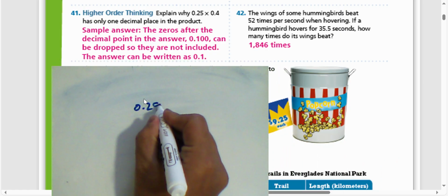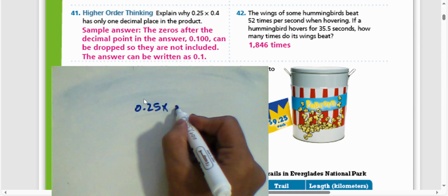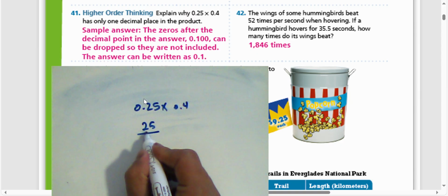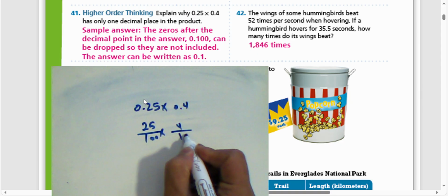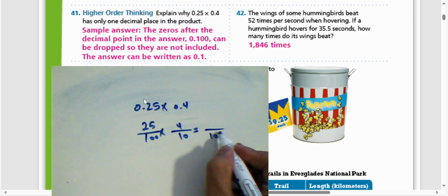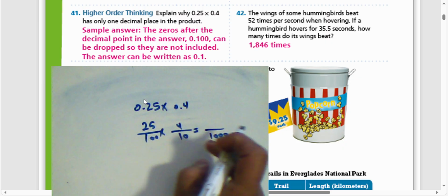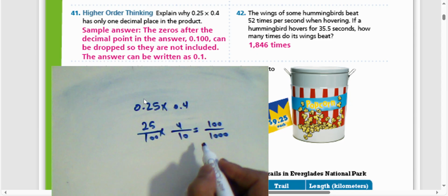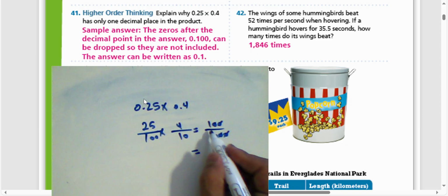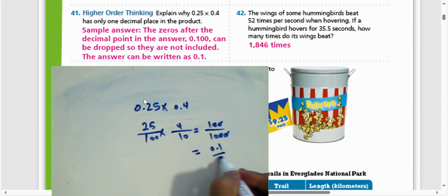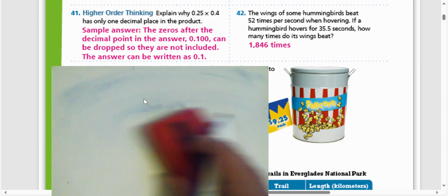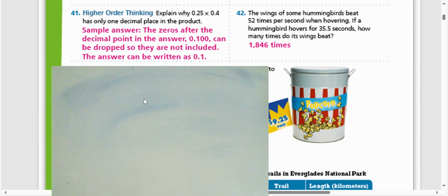We have 25 hundredths times 0.4. We can write 25 over 100 multiplied by 4 over 10. 10 times 100 equals 1000. 4 times 25 equals 100. We can divide it. Then the result will be 1 tenth. 1 tenth. Next question 42.